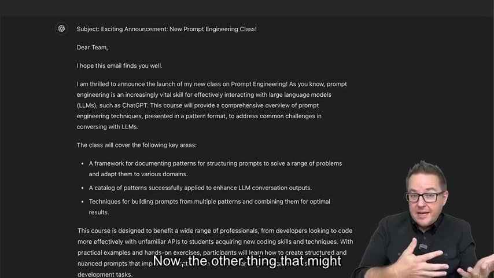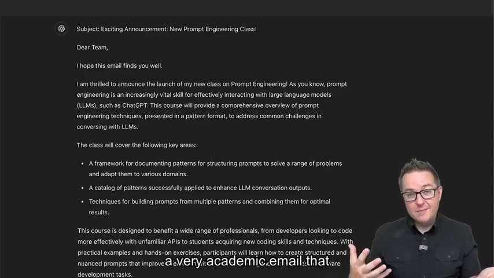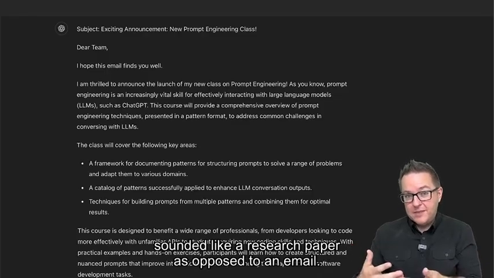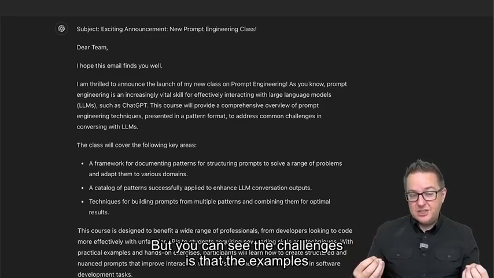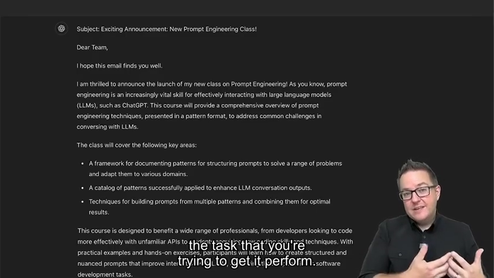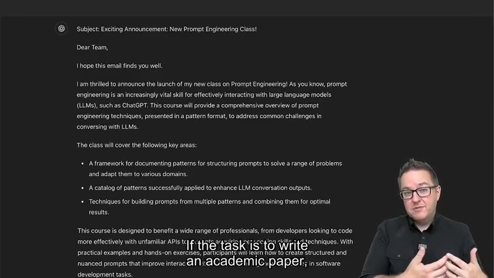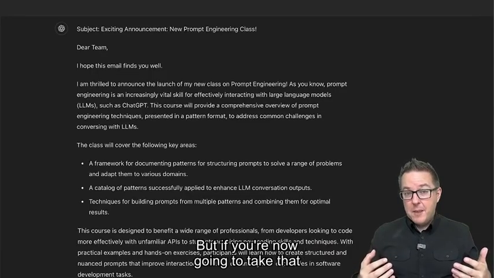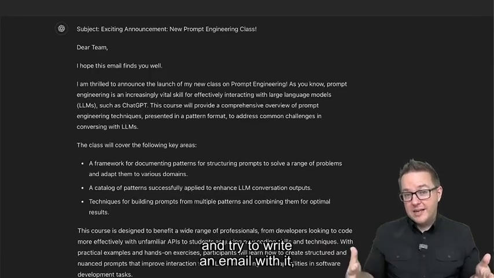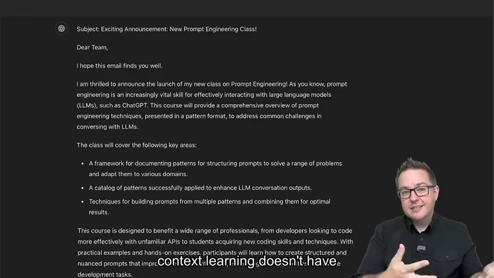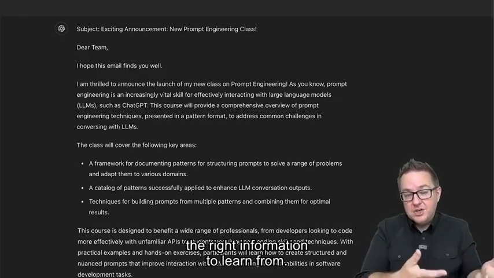Now, the other thing that might have happened is it might have written a very academic email that sounded like a research paper as opposed to an email. But you can see the challenge is that the examples really, really need to match the task that you're trying to get it to perform. If the task is to write an academic paper, then give it samples of your writing from an academic paper. But if you're now going to take that and try to write an email with it, your examples are no longer right. And so in-context learning doesn't have the right information to learn from.